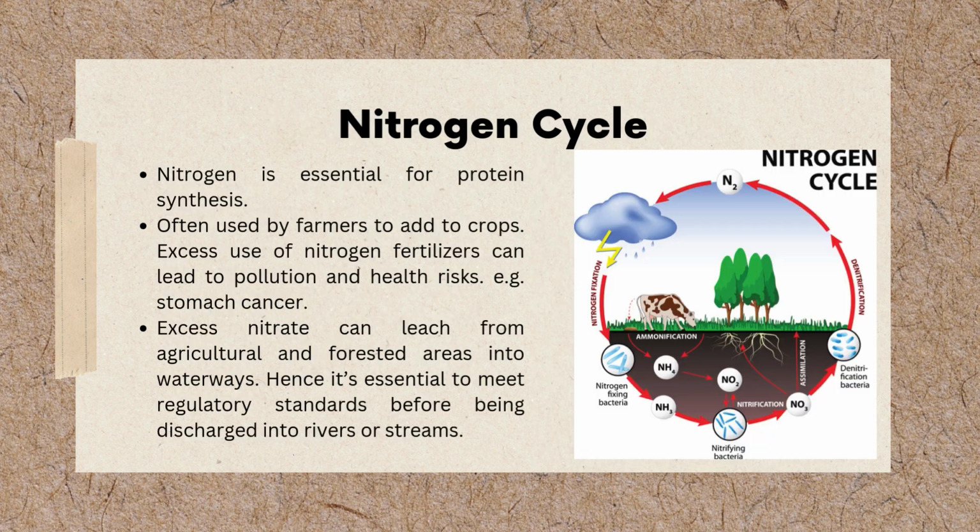Nitrogen is crucial for all organisms as it is essential for protein synthesis, and it can limit growth, impacting primary productivity in ecosystems. This is why farmers often add nitrogen in the form of nitrate to crops. However, excessive use of nitrogen fertilizers can lead to pollution and health risks, such as illness in infants and potential links to stomach cancer. Excess nitrate can leach from agricultural and forested areas into waterways, and wastewater from sewage treatment plants contains nutrients that must meet regulatory standards before being discharged into rivers or streams.